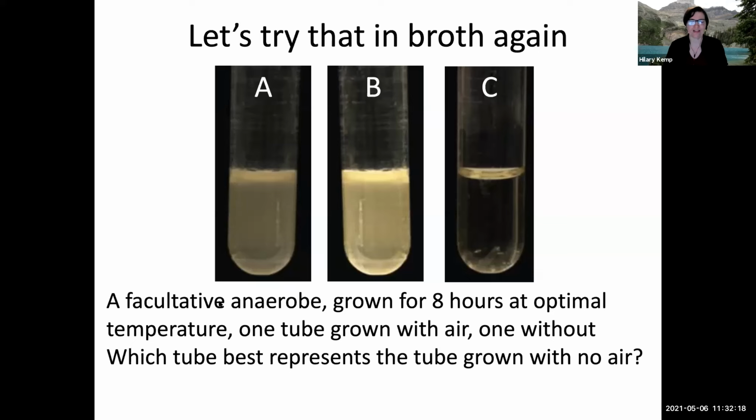Great. So once again, we know this facultative anaerobe can grow in oxygen, but it can also grow without. So we know that we can disqualify this tube. So now we have these two options. Since we clearly can see there's a growth difference, it's going to grow better in oxygen. So the one without air is going to be this one, A, which most of you got. Good job.